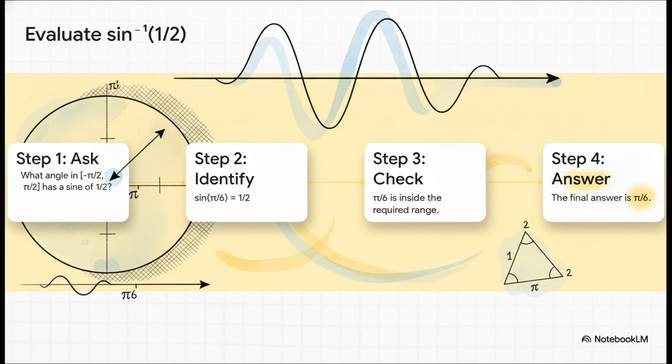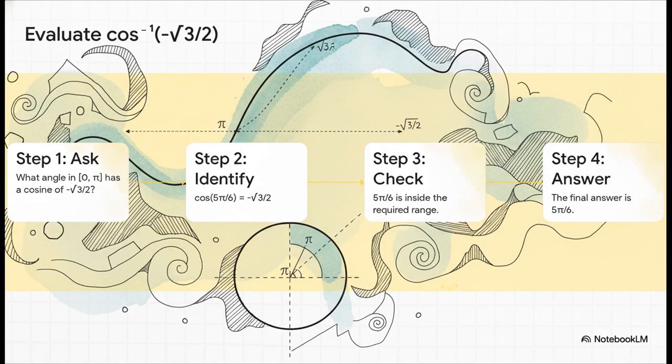See, now we ask a different question. We ask, what angle that's inside our new restricted range has a sine of 1/2? Well, that answer is pi over 6. Is it inside the required range? Yes, it is. So that is our one and only correct answer. Cool, let's try another one.